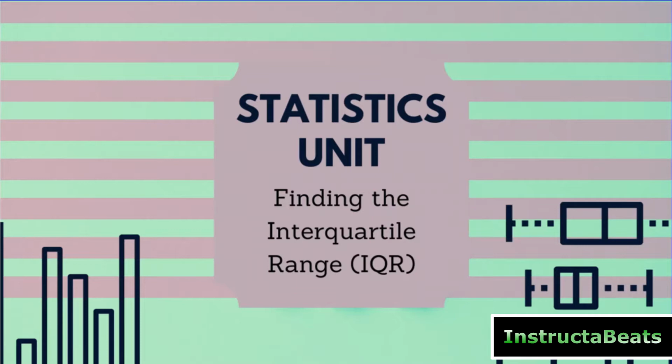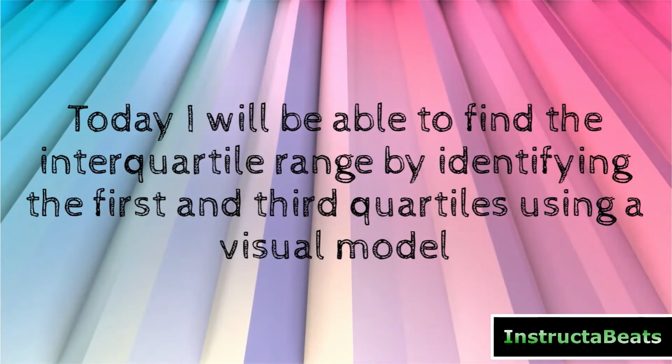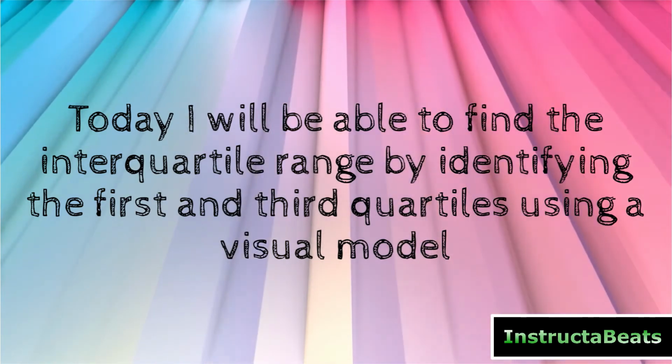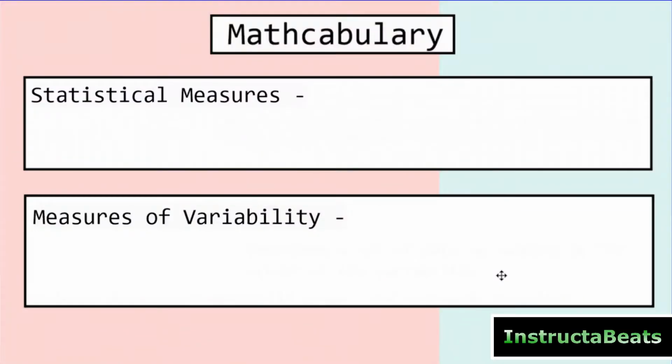Today we're going to be talking about finding the interquartile range, or IQR. Makes you sound very smart when you say those. So let's look at the data and check out our objective. Our objective today: I will be able to find the interquartile range by identifying the first and third quartiles using a visual model. So before we get into all that awesome sounding math, we need to add to your math vocabulary.